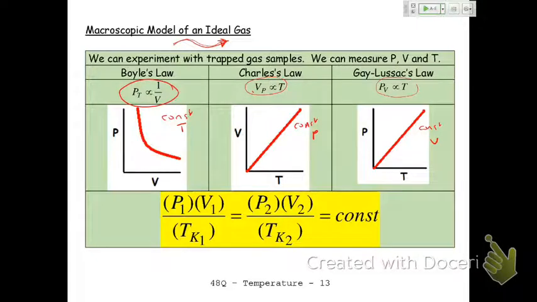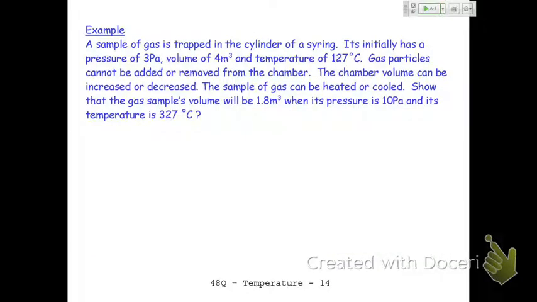You put them all together, and you say PV over T is equal to a constant. And temperature is always going to be in Kelvin. So you say PV over T equals a constant, and you need to be working in SI units or standard units. So you want your pressure to be, well, no, that's not true actually. But you do need to be working in a temperature scale where 0 is 0. And that's why I put down these little K's. So Kelvin. You need to be in Kelvin on these things. Okay? So a sample of gas is trapped in a cylinder of a syringe.